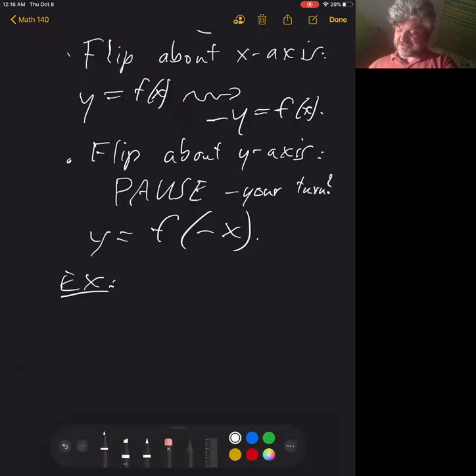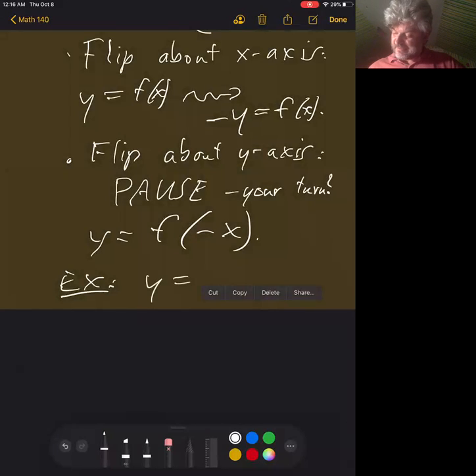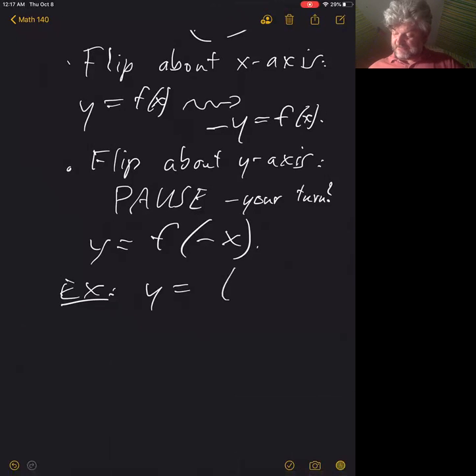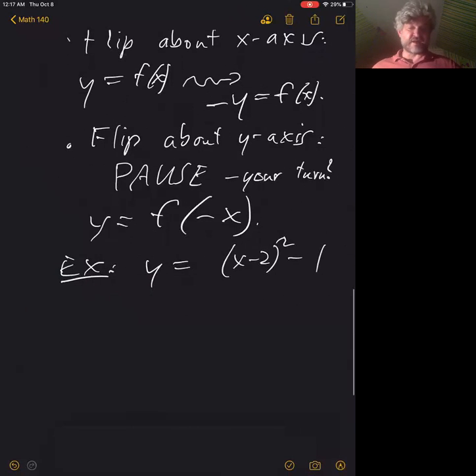How about y is, let's shift the parabola that I had earlier. x minus 2 quantity squared minus 1. Flip it about the x-axis. Minus y equals x minus 2 squared minus 1.